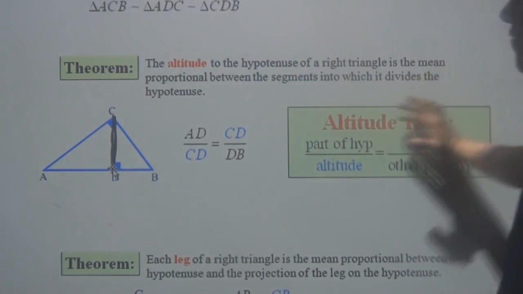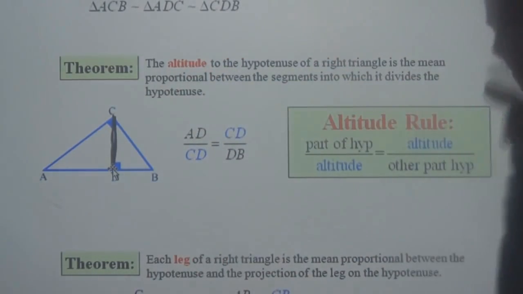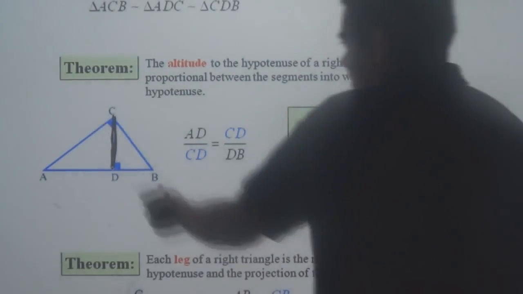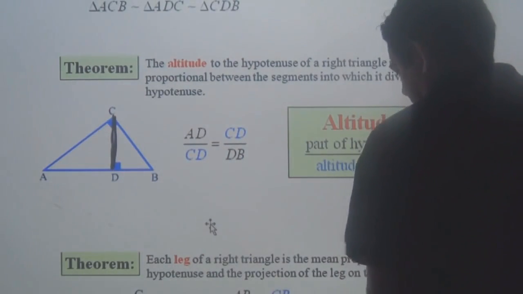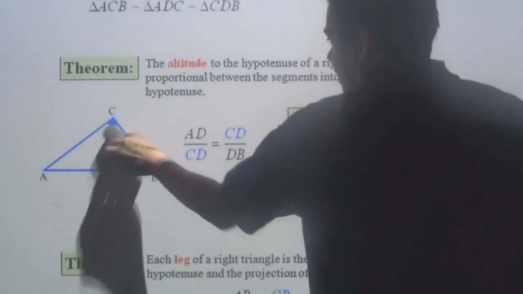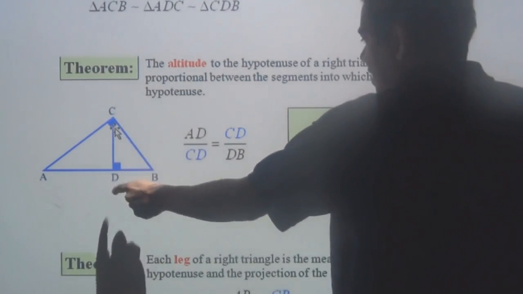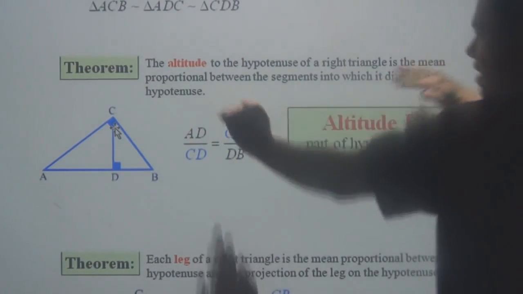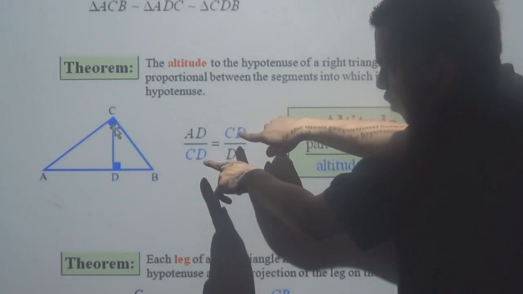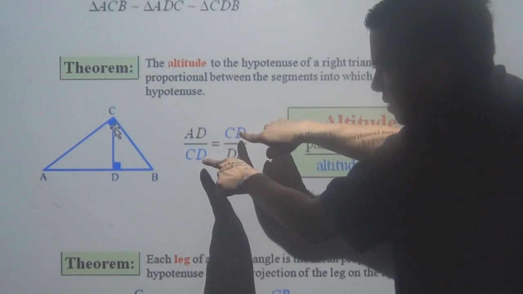So, the altitude to the hypotenuse of a right triangle is the mean proportional between the segments into which it divides the hypotenuse. So, CD is gonna be the mean proportional, right? Correct? CD is going to be the mean. That's what it says. So we just follow our formula. Remember, these are the means.